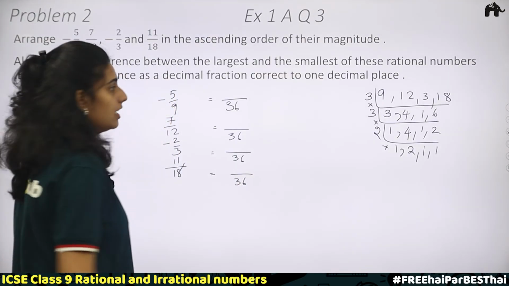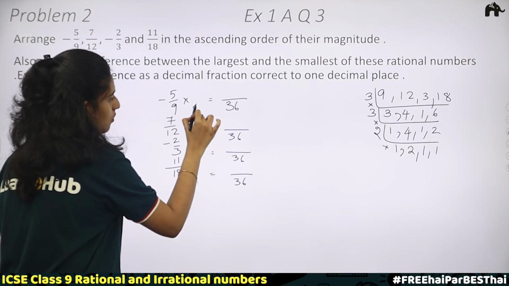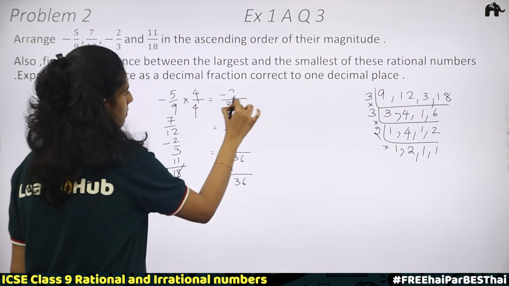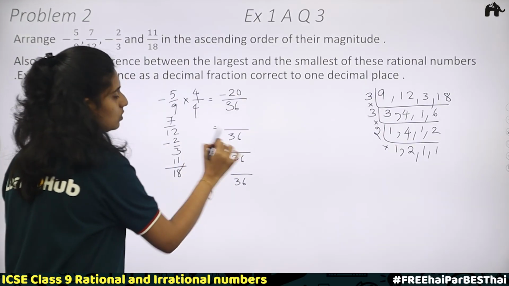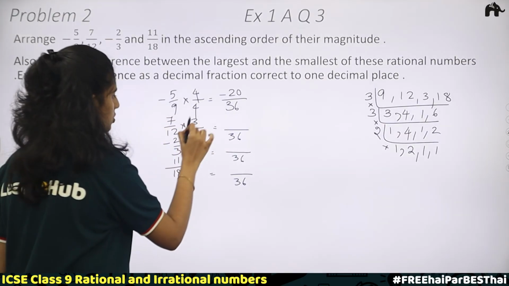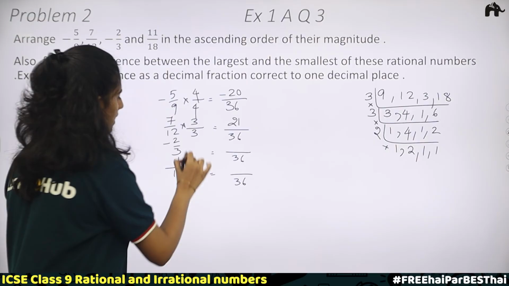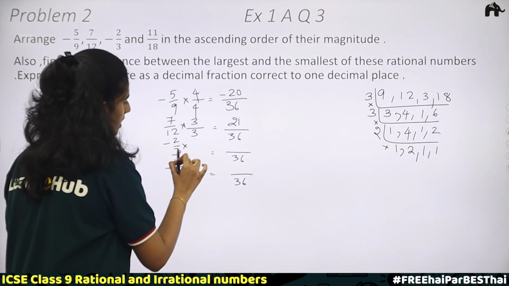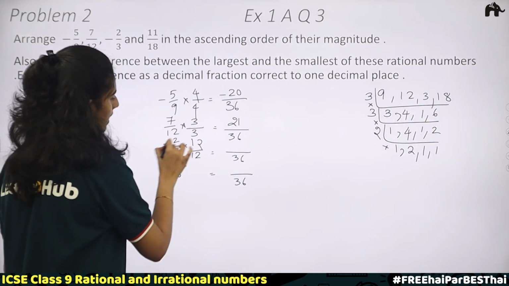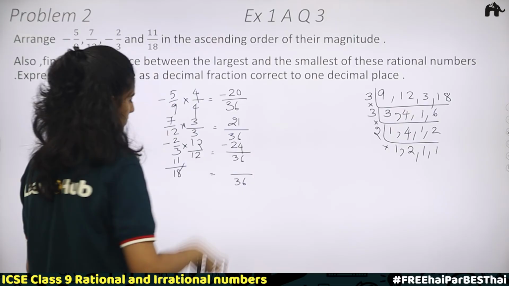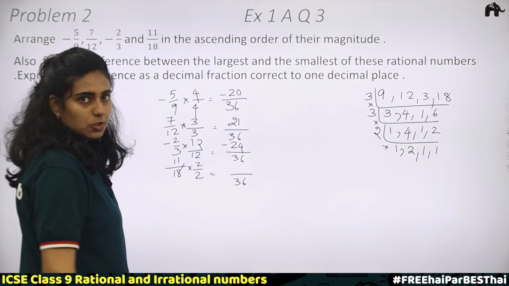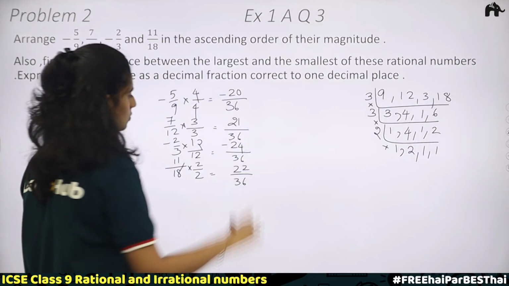What about numerator? Here to get 36, 9 into 4 will give you 36. So numerator also 4. Minus 5 into 4 minus 20. 12 into 3 is 36. So denominator 3, numerator 3. 7 into 3, 21. Next, here we have 36. 3 into 12 will give you 36. Numerator also 12. Minus 2 into 12 minus 24. 18. 18 into 2 is 36. Numerator and denominator 2. 11 into 2, 22.